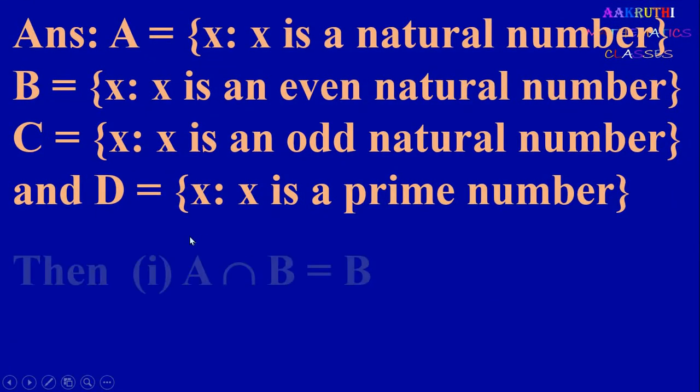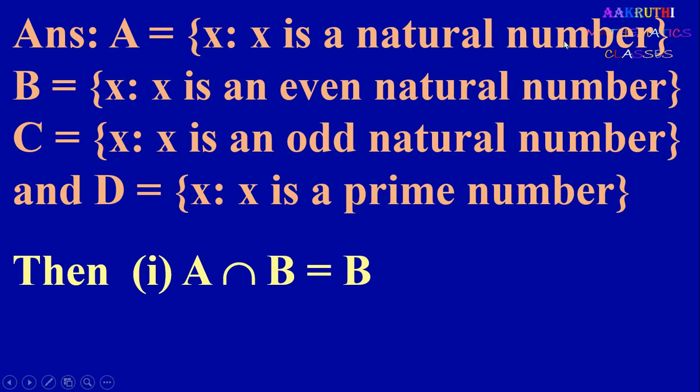Now first question, A intersection B. Now here A means set of all x, x is a natural number and B is set of all x such that x is an even natural number. When we take intersection, always we get smaller set. So here even natural number is smaller set. So therefore A intersection B is B only, that is set of all x such that x is even natural number. So common element in natural number and even natural number is even natural numbers, that is set B.